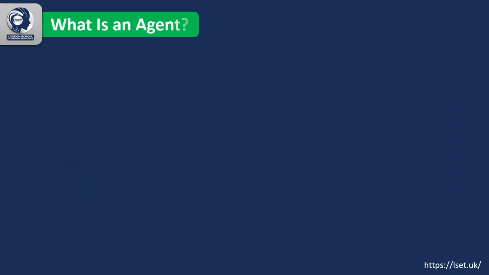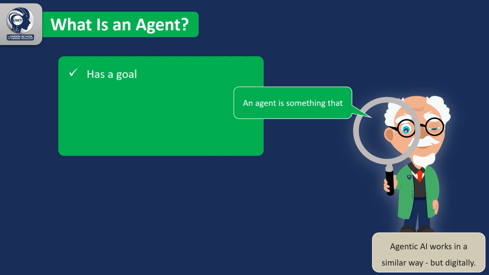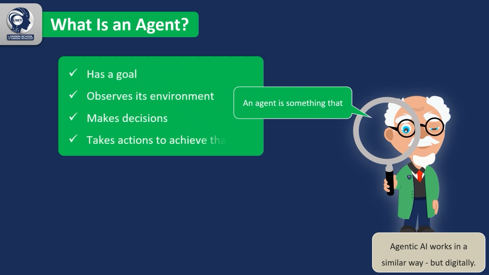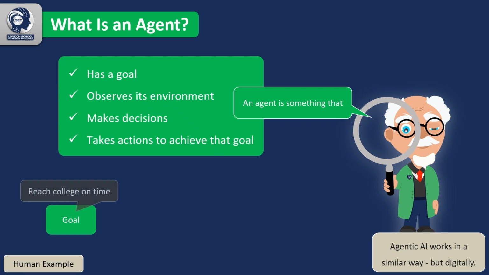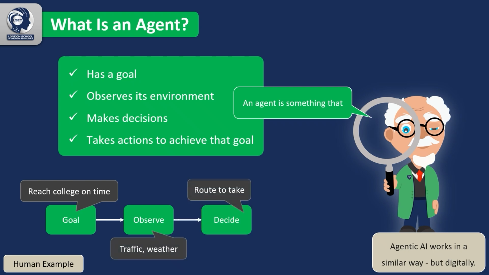An agent is something that works towards a goal. It observes its environment, makes decisions, and then takes action to achieve that goal. To make this easier to understand, think of a human example. If your goal is to reach college on time, you observe things like traffic and weather, decide which route to take, and then act by traveling. Agentic AI works in a very similar way, but instead of being human, it operates digitally.